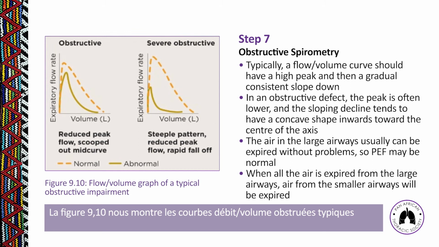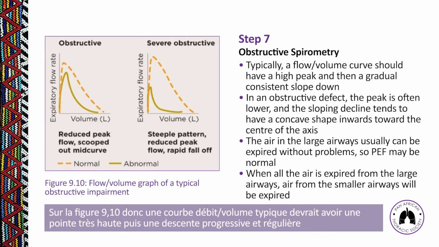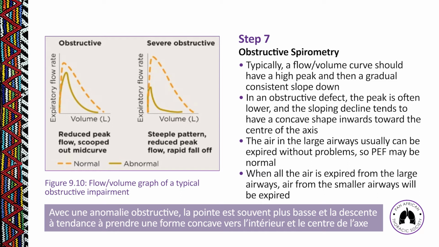Figure 9.10 shows flow volume graphs of a typical obstructive impairment. You can see the very concave downward curve on the flow volume loop. With reference to figure 9.10, typically a flow volume curve should have a high peak and then a gradual consistent slope down. In an obstructive defect, the peak is often lower and the sloping decline tends to have a concave shape inwards towards the center of the axis.